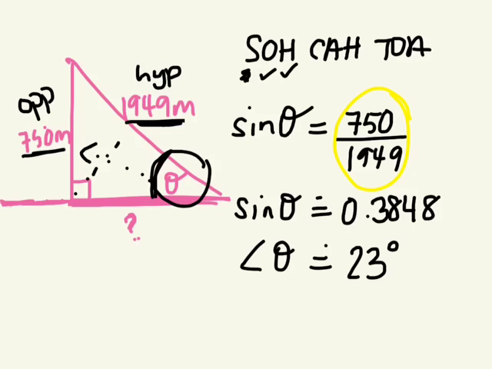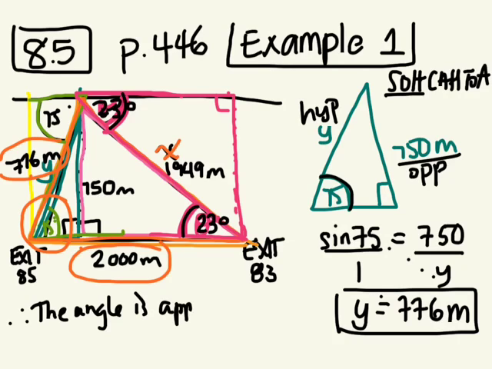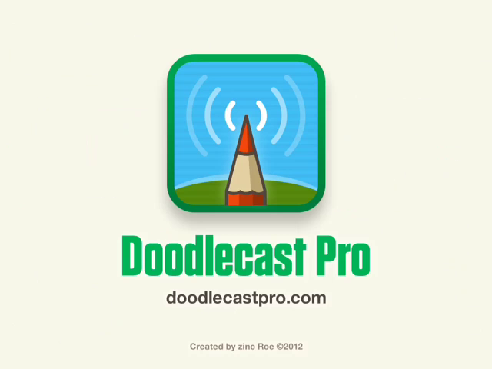Okay, let's go back to the original diagram again. We just found that this is 23 degrees. Therefore, what is this angle? And the question was asking, what is the angle of depression? So therefore, the angle is approximately 23 degrees.